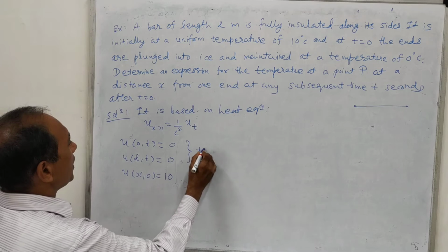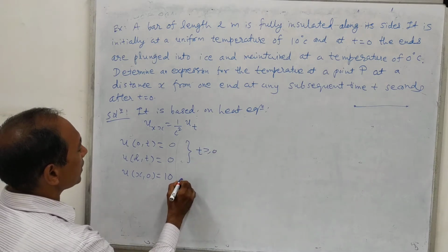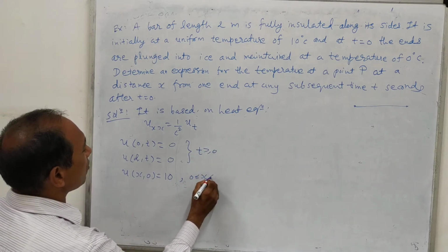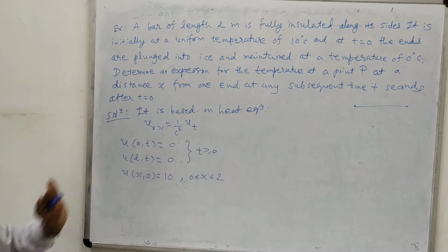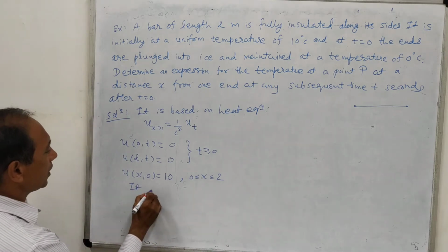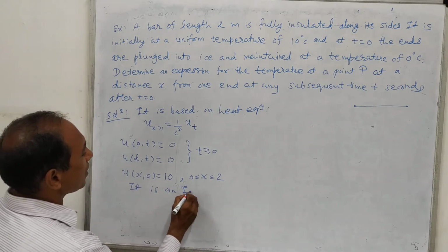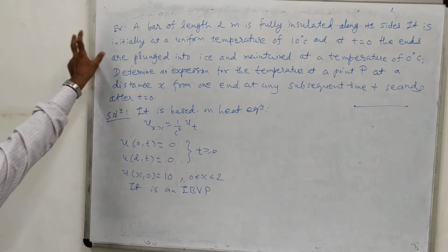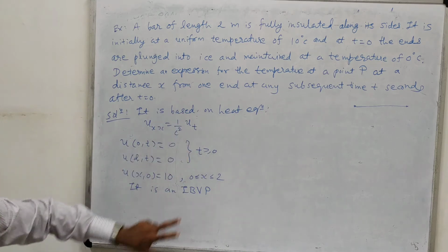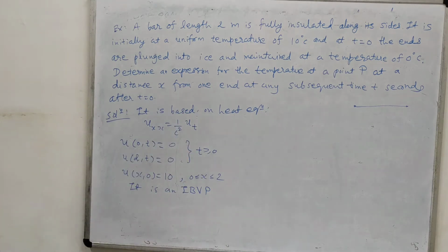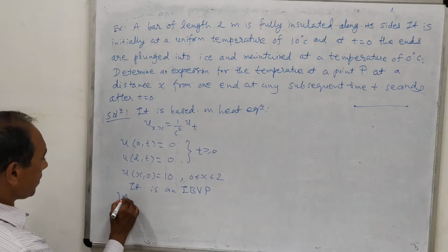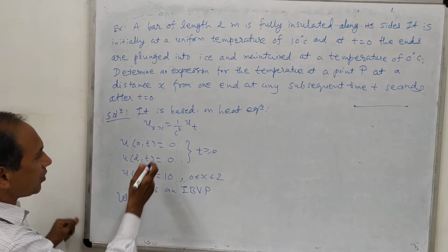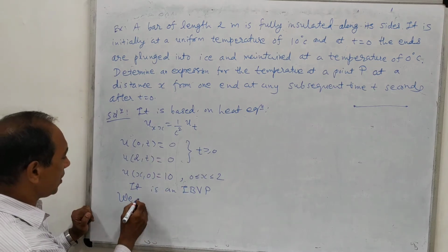So for any time t greater than or equal to 0, and this is for 0 less than or equal to x less than or equal to 2. So this is the IBVP, initial boundary value problem. Now we won't look at the whole statement, only this, and we will solve this problem very easily. Here we will make direct use of the theory because it matches directly with our theory.